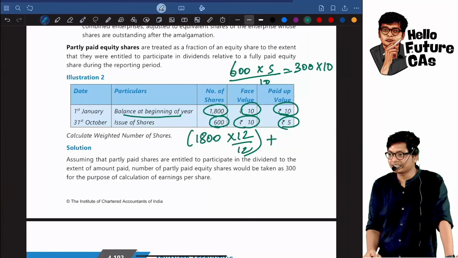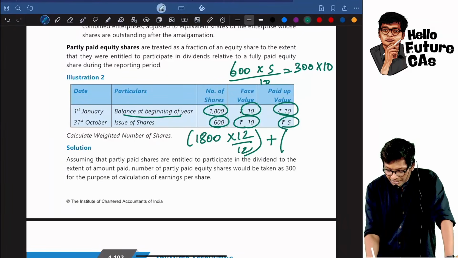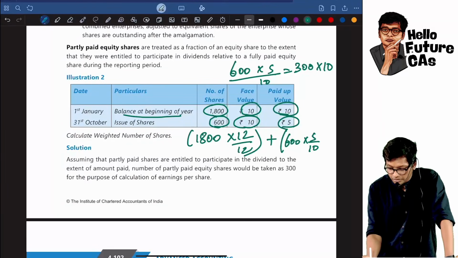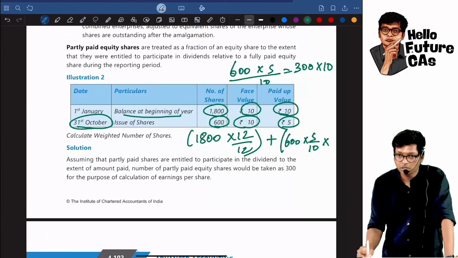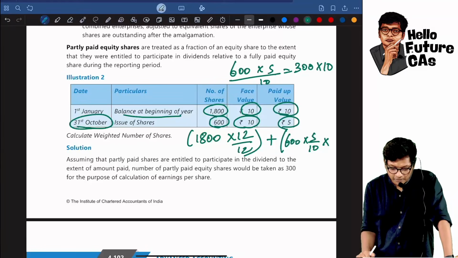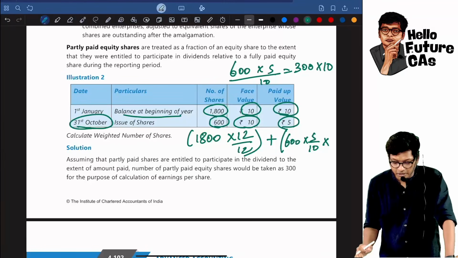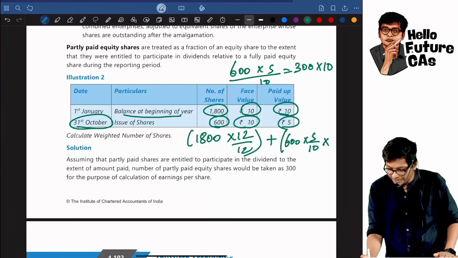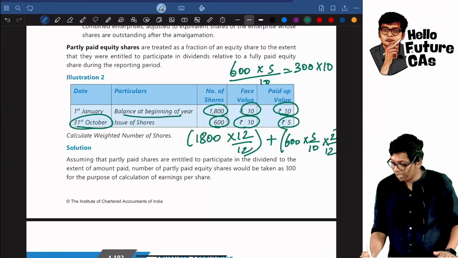Are you getting it, guys? So I will do it like 600 into 5 by 10 into, which day was it issued? 31st October. That means it's there for how many days? Calendar year, so only 2 months, into 2 by 12. Are you getting it, guys?